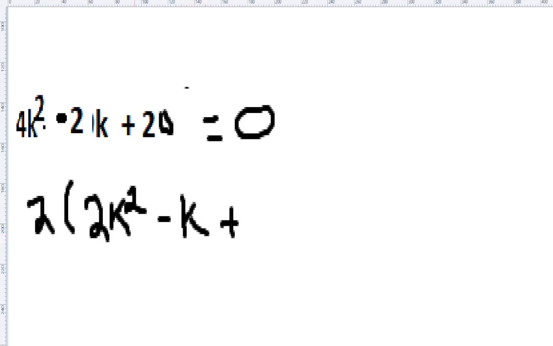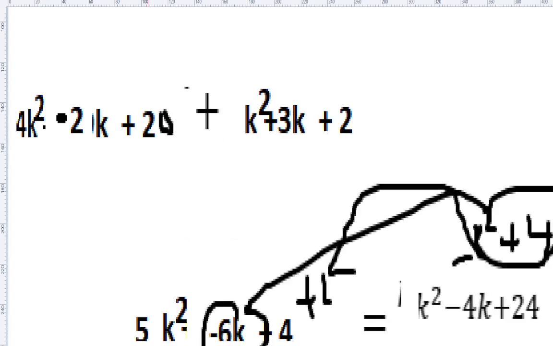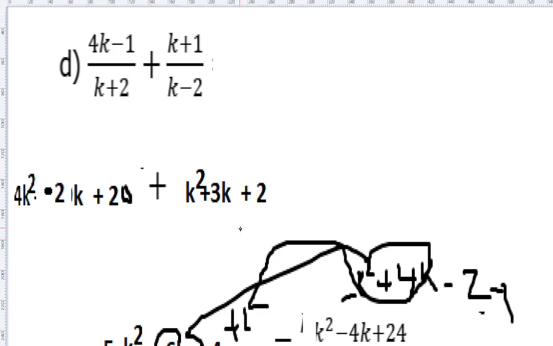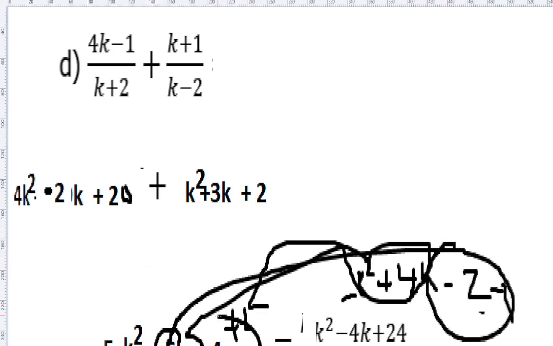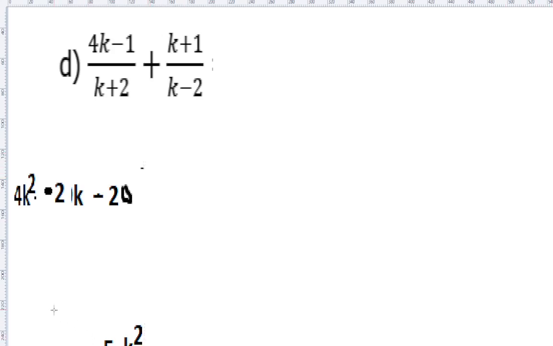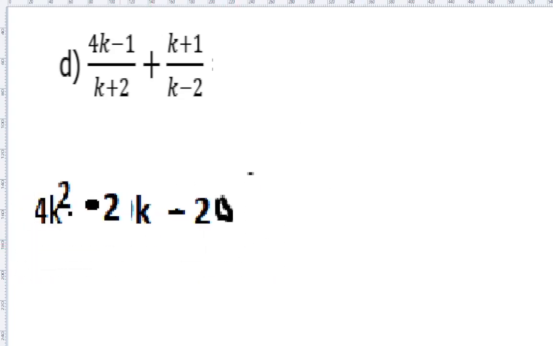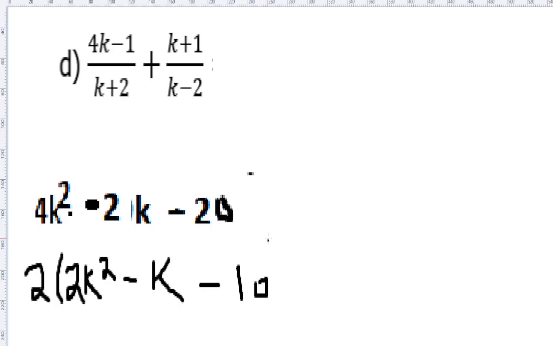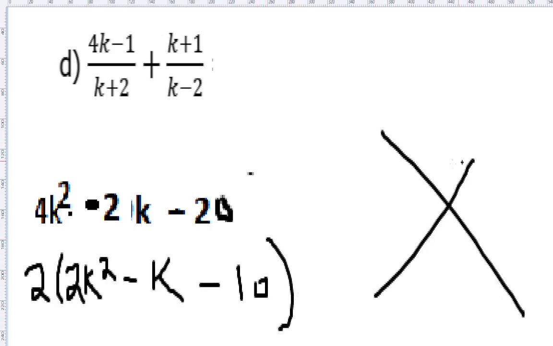plus, was it plus? Let me make sure it wasn't plus. I think it was minus 20. So it was plus 4 minus 24, minus 20. So plus 4 minus 24 is minus 20. You want to make sure you get your pluses and minuses right. Is all equal to 0. And when I factor out a 2, I get 2k squared minus k minus 10.